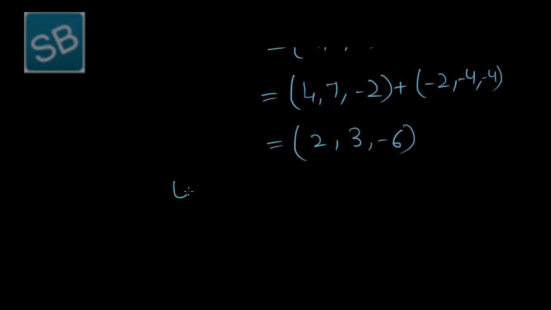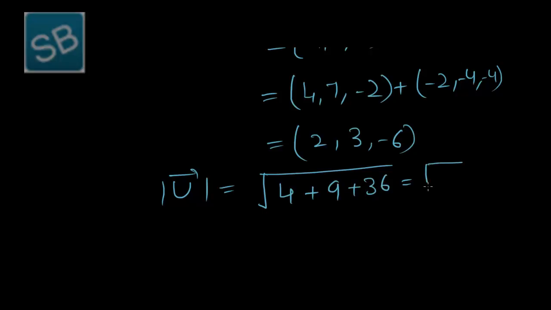Now the question becomes simple as we did earlier. We have to find the magnitude of u, that is under root 2 square is 4, 3 square is 9, minus 6 square is 36. So we get under root 49. As magnitude is a positive quantity, we will take plus 7 as the result.